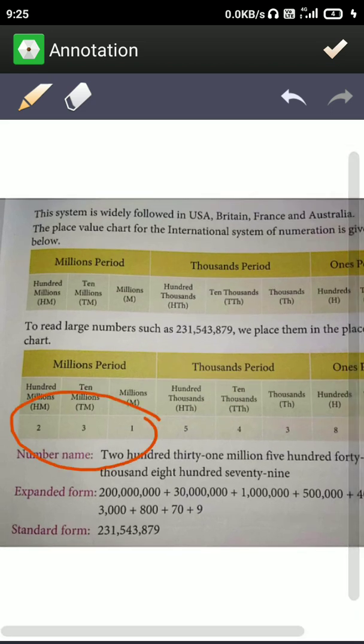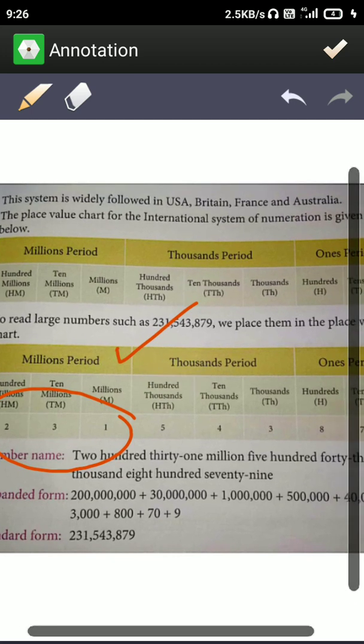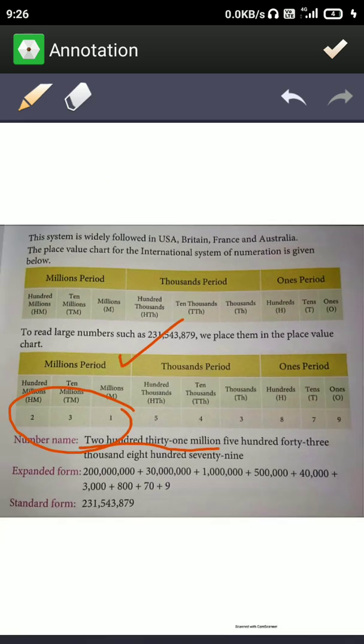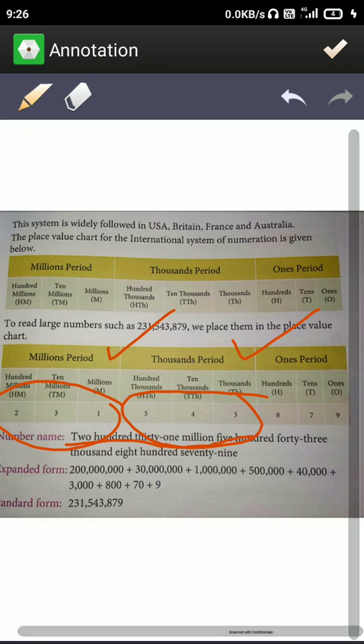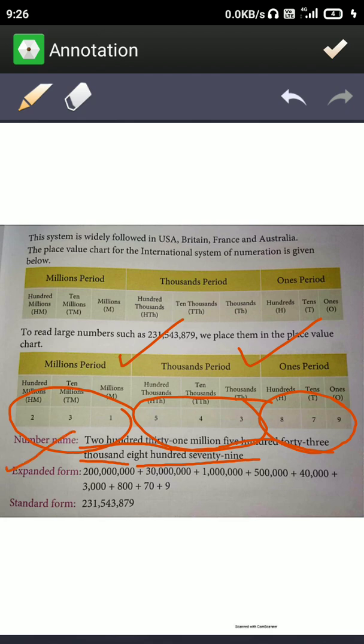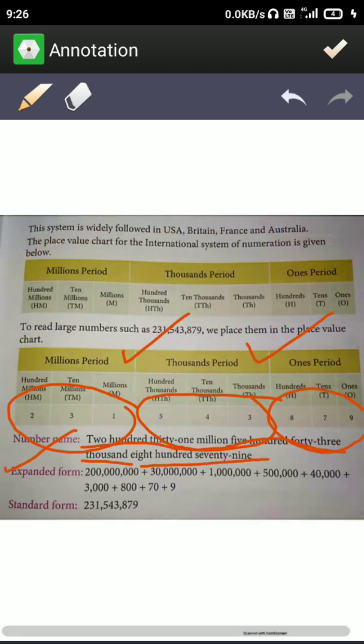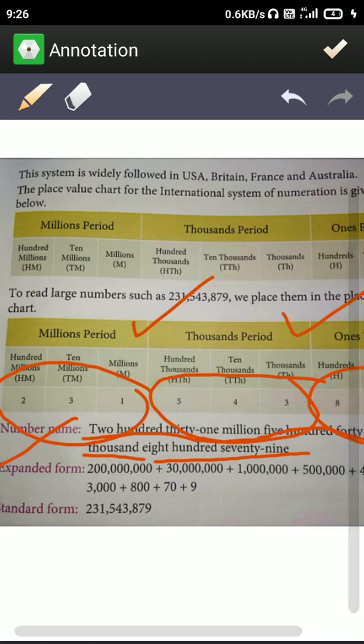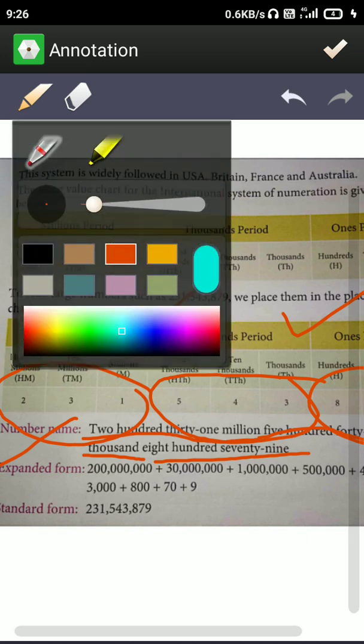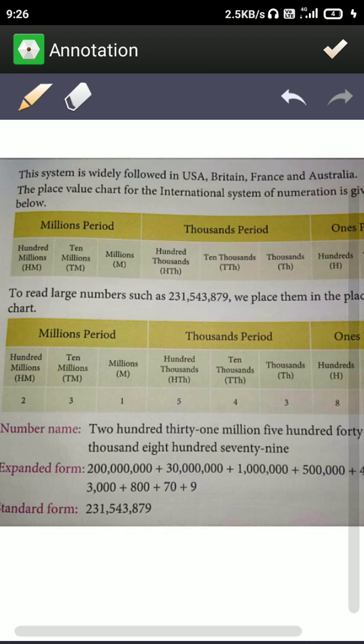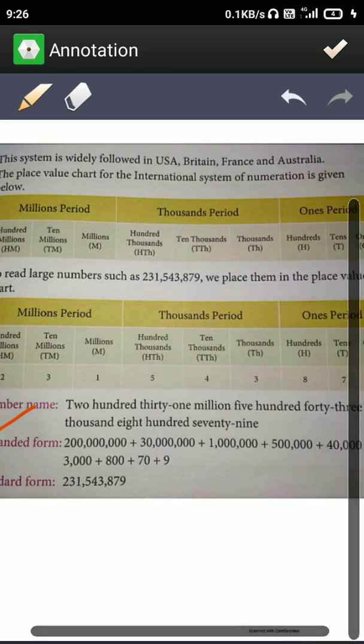We will read it: 231 million, 543,000, and then 879. This is the expanded form of this number. You already know what is expanded form. When we add the place value of all the digits, it becomes the expanded form.